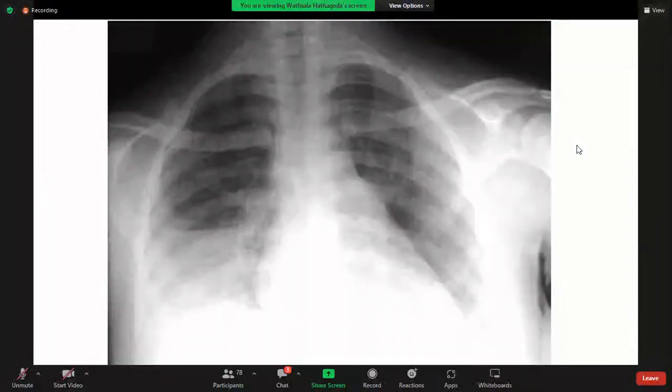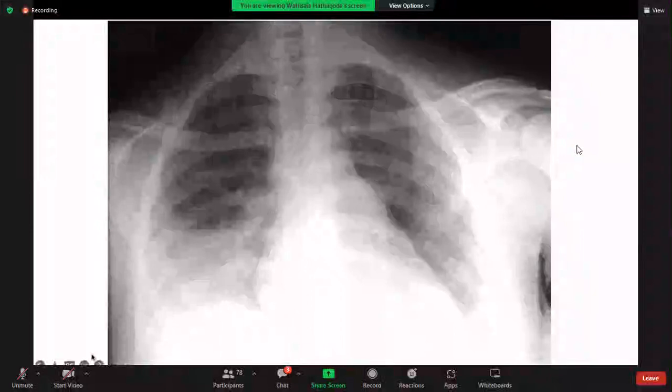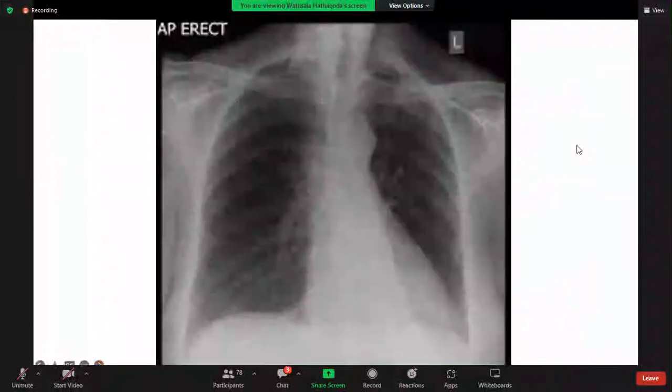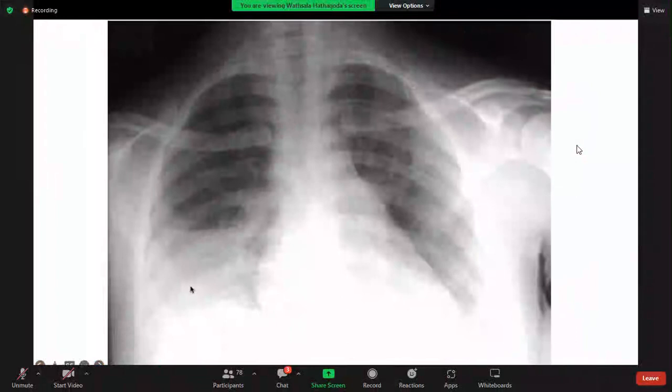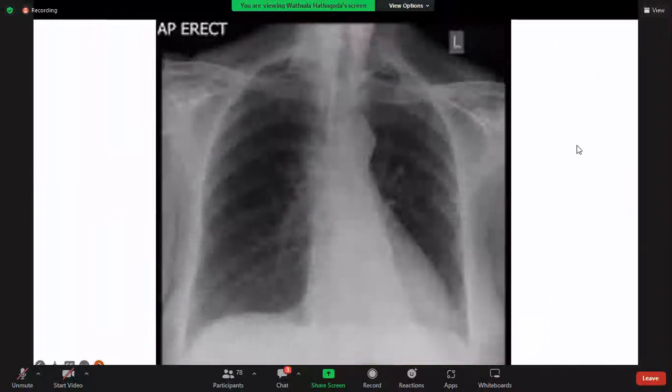Effusion would be, madam, homogeneously opaque. Yeah, homogeneous opacification. And the other thing is the meniscus level will be there. Yeah, the meniscus level will be there. And in a consolidation, it will be a heterogeneous opacity, and air bronchograms can be there. Yeah, you will see air bronchograms. So this is, as you said, right lower lobe, where you can clearly see the right heart border, and it's arising from the right diaphragm. Right. Okay. What is this?